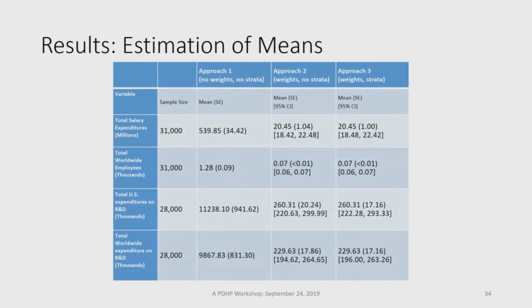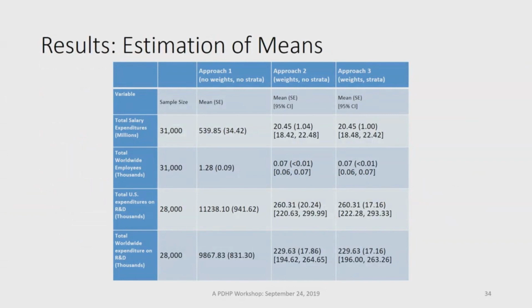And you can see the 3 different approaches for this establishment survey. Approach 1, ignore the weights, ignore the strata. By far and away the most common approach. Approach 2, account for the weights, but ignore the strata. Approach 3, account for everything. All we're showing in this table is, for 4 key variables, total salary expenditures of these businesses, total worldwide employees, total U.S. expenditures on R&D, and total worldwide expenditures on R&D, we're just computing means. It's something very simple.